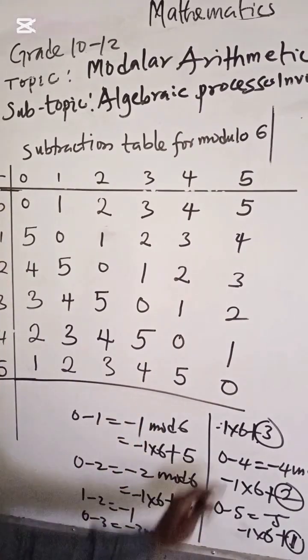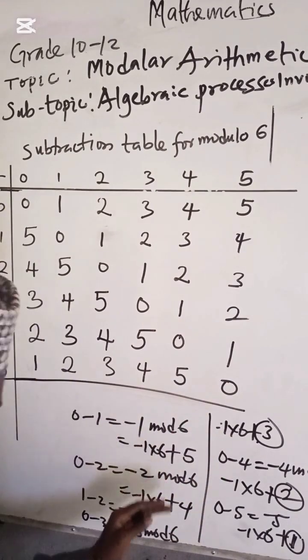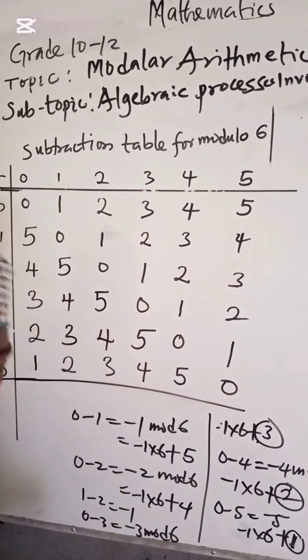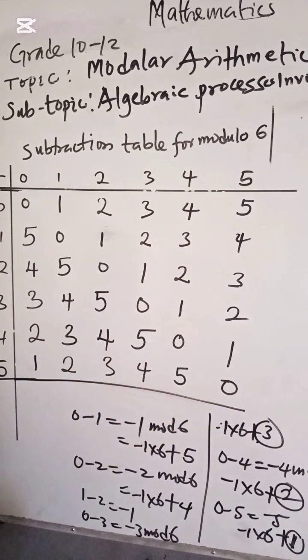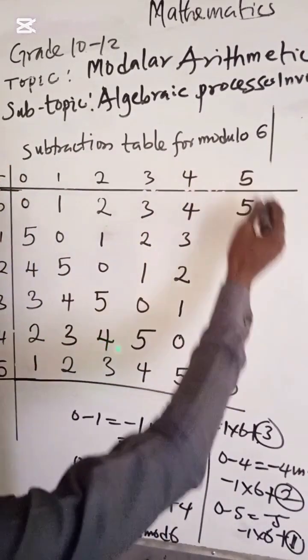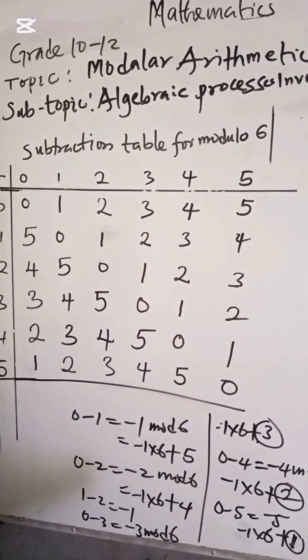I've shown you how to use this method to get the value out. And because we already know how to use this, we now use the trick of that knowledge to finish it up. This is the subtraction table for modulo 6.